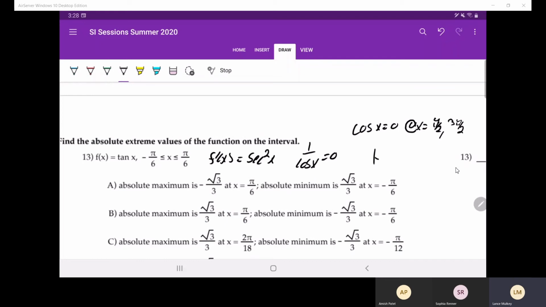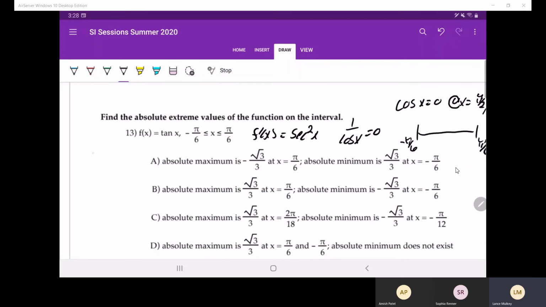So you only have the interval, because pi over 2 is greater than pi over 6, and negative pi over 2 is less than negative pi over 6. So then you only have to check the endpoints. So f of negative pi over 6, so tangent. I'm using the calculator, sorry. Is negative root 3 over 3.